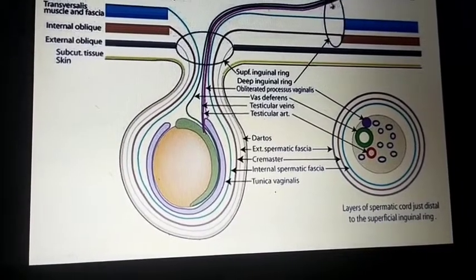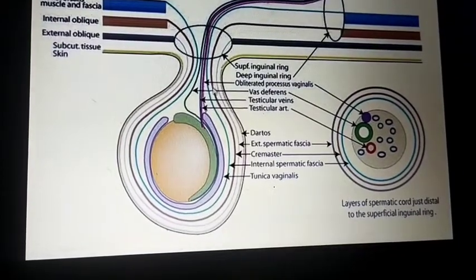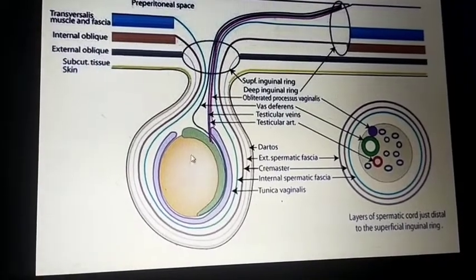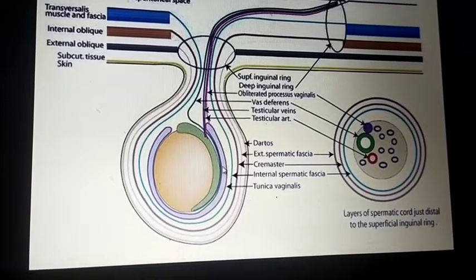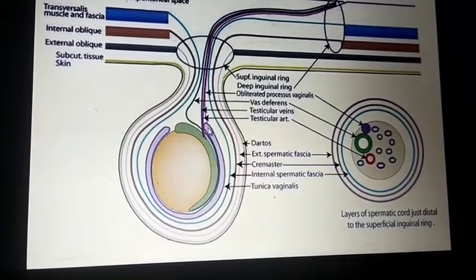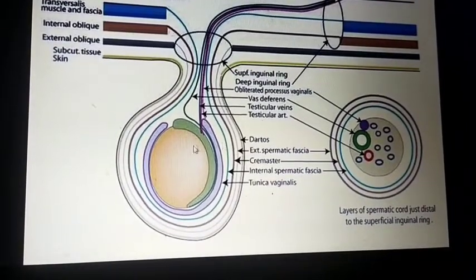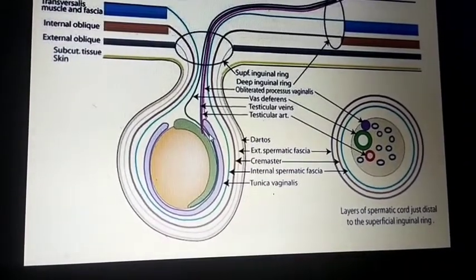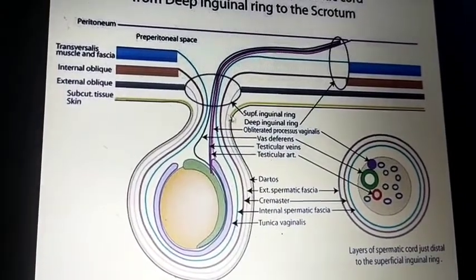This is the peritoneum, and that peritoneum forms the processus vaginalis. That processus vaginalis is obliterated and converted into the tunica vaginalis. This is the tunica vaginalis, this is the parietal tunica vaginalis, and this is the visceral. In between there is some fluid. Excessive fluid collection in between these two layers is called a hydrocele. Like that there is the formation of a scrotum.